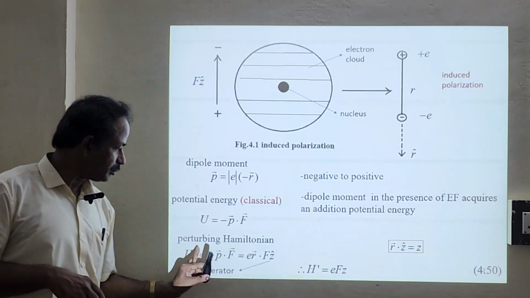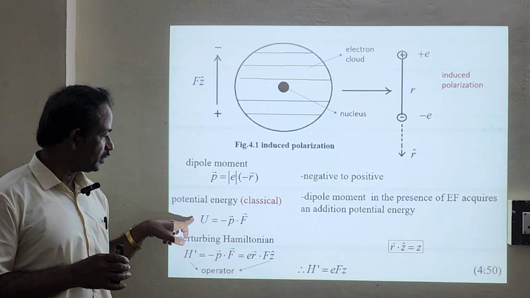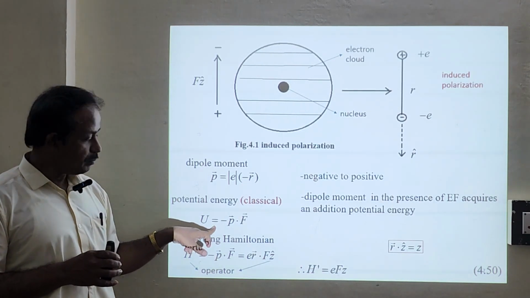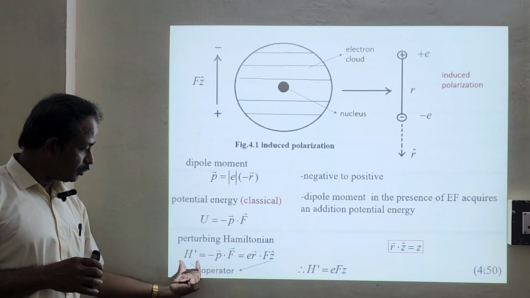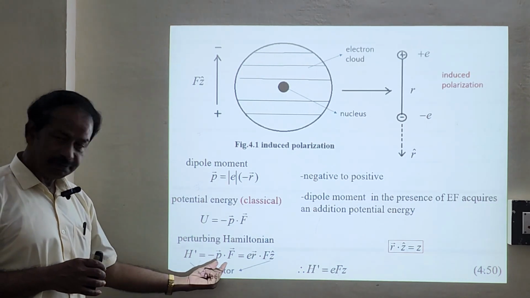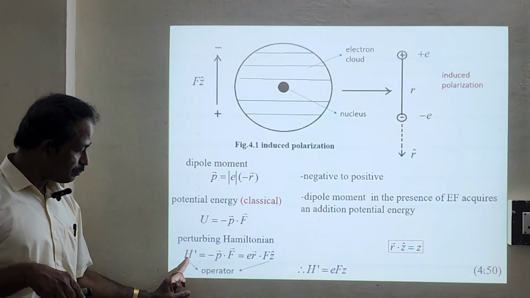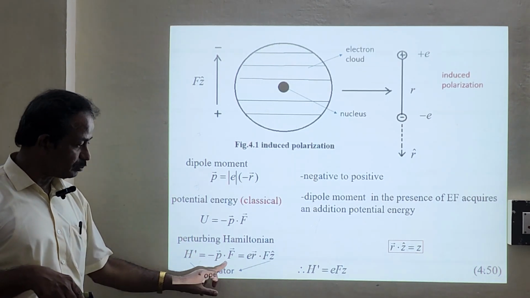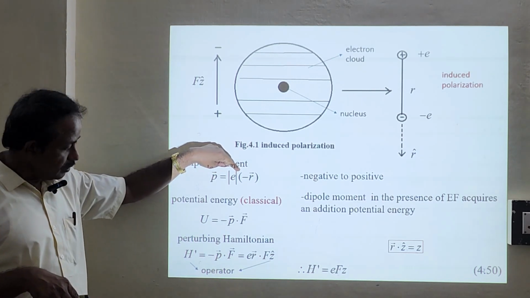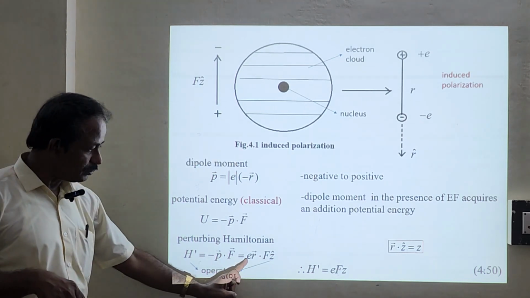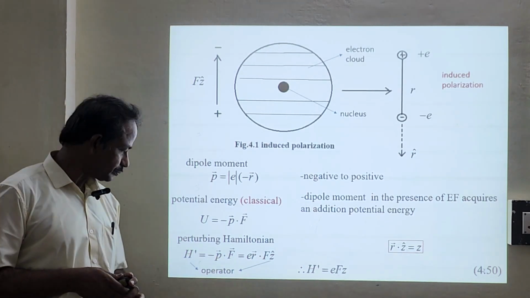This additional energy is nothing but your perturbing Hamiltonian. So your potential energy is given by minus P dot F. Substituting here for the Hamiltonian, it is nothing but minus P dot F. So your H prime equals minus P dot F, and the expression for P is minus E R. So that will give you plus ER dot F Z.